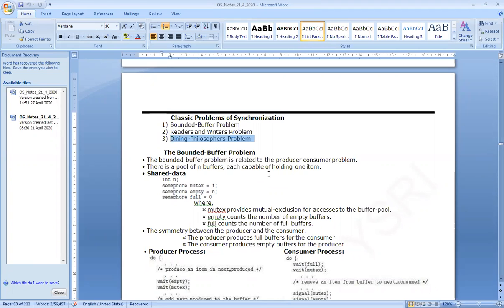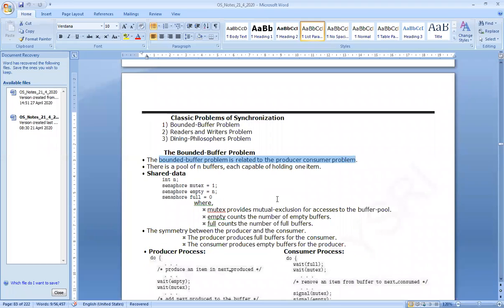So we have this bounded buffer problem. The bounded buffer problem, as we discussed, is related to the producer-consumer problem. A bounded buffer problem is nothing but a producer and consumer problem, which we studied in our synchronization.